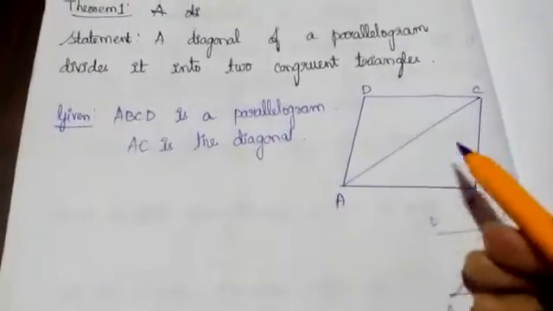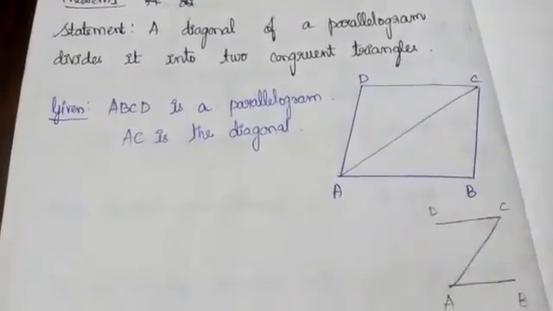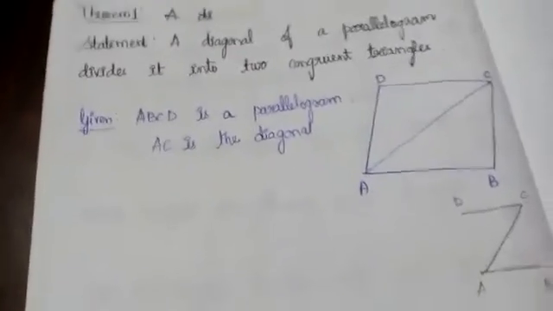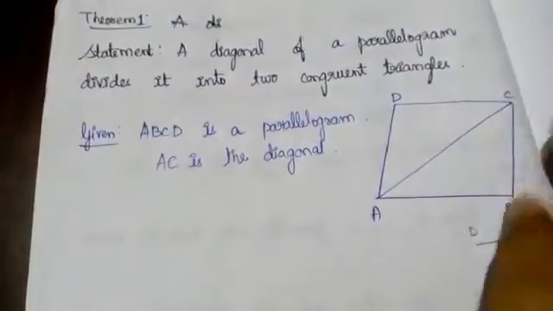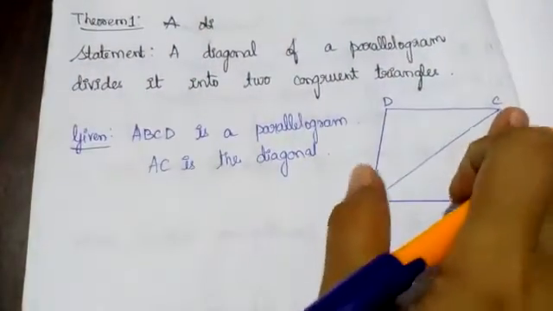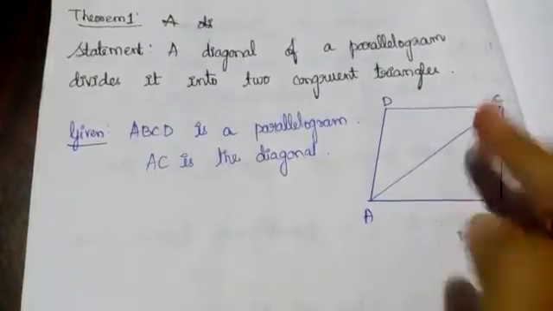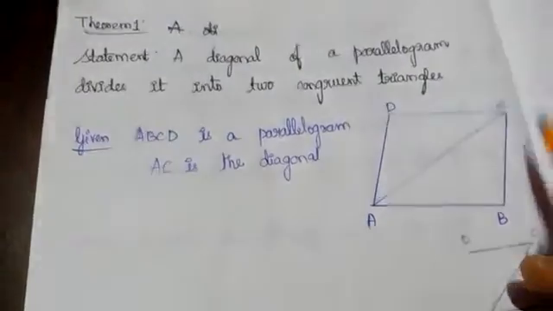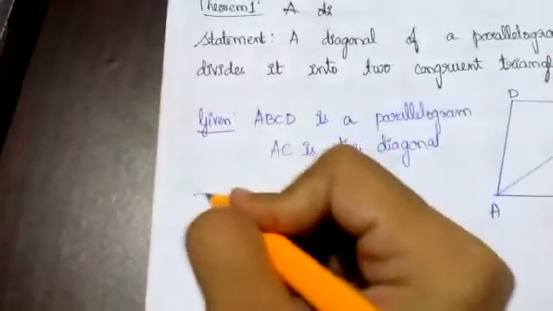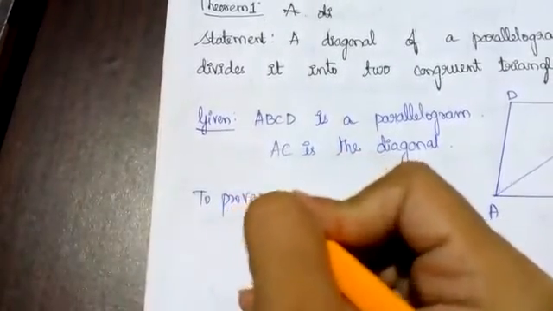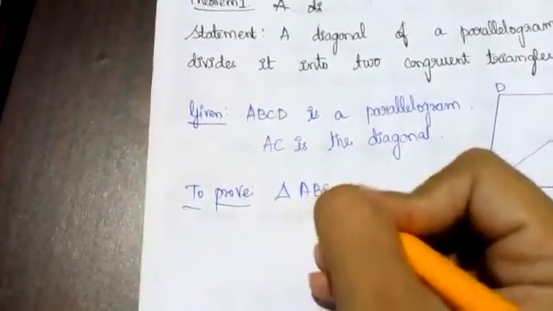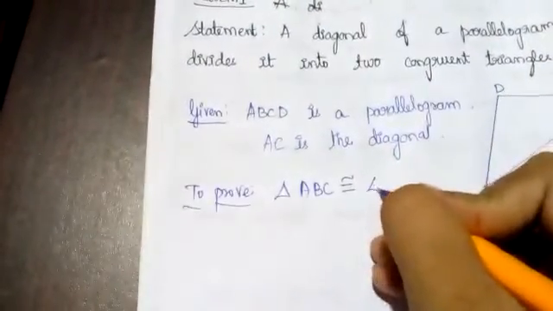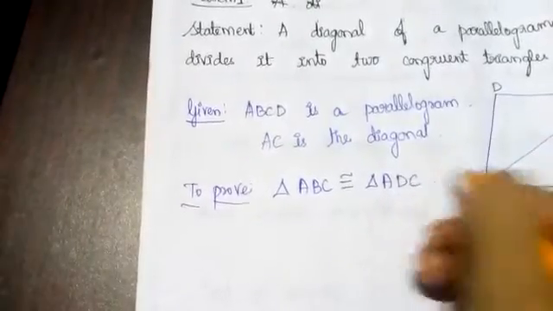Okay, only if there is a diagonal can we prove whether it divides the parallelogram into two congruent triangles or not. What we have to prove: they have said the diagonal of a parallelogram divides it into two congruent triangles. That is, this diagonal has divided it into triangle ABC and triangle ADC. So whatever we have to prove, write it as to prove: triangle ABC is congruent to triangle ADC.